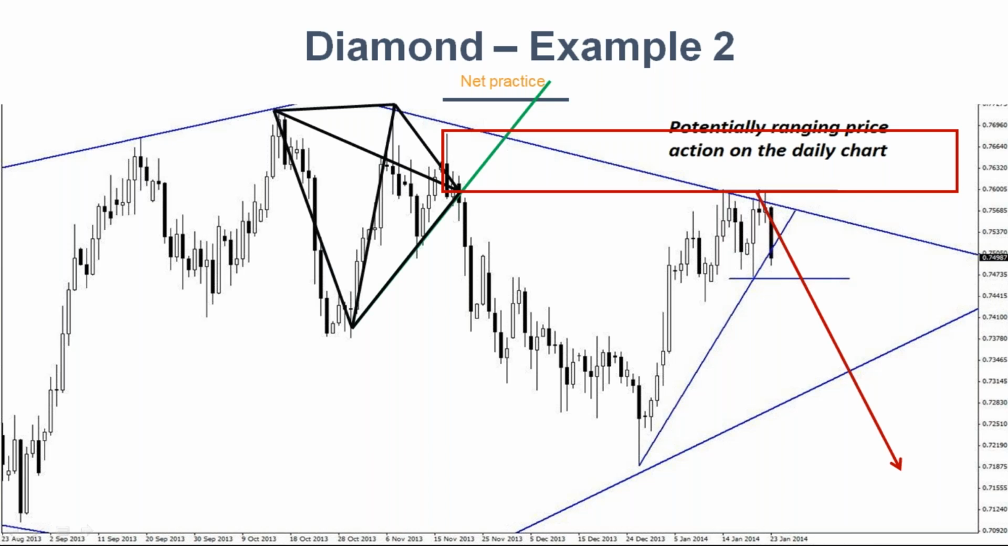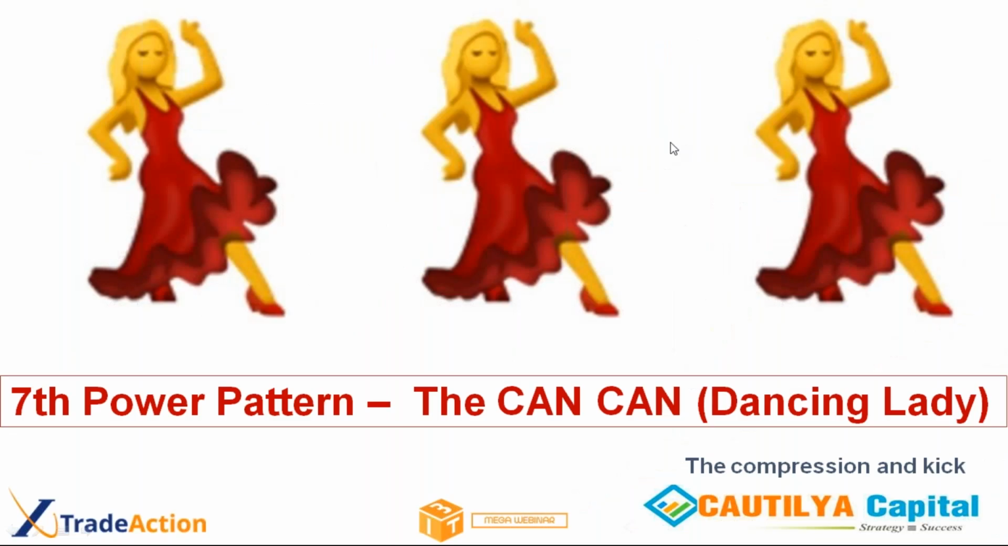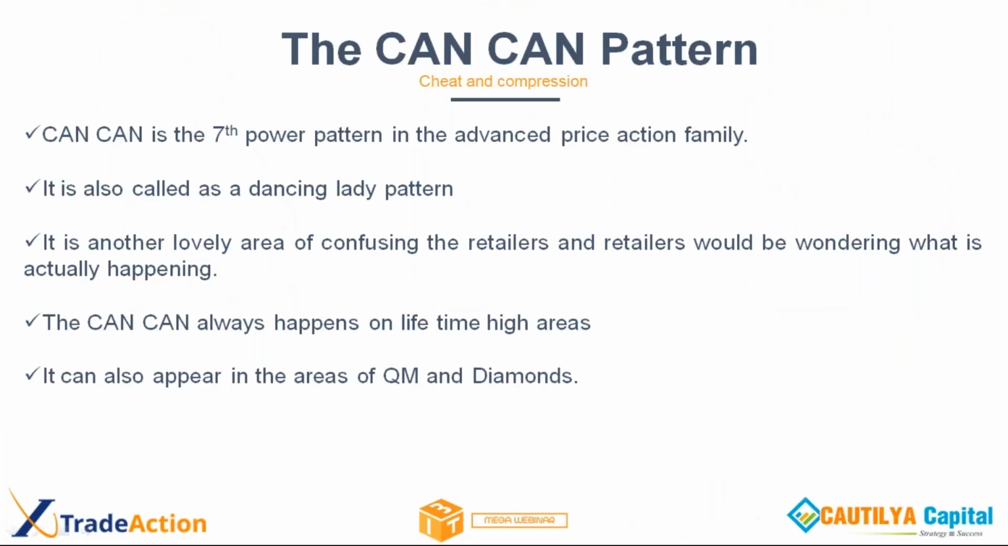Now look at this. Dancing lady is a very easy pattern. There's not much rocket science in dancing lady, and there is not much discretion in dancing lady like in diamond. Dancing lady is really a cool pattern. So what is a dancing lady? This pattern is also called can can. Can can pattern, dancing lady pattern, both are one and the same.